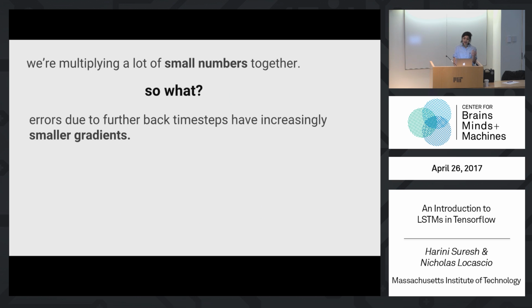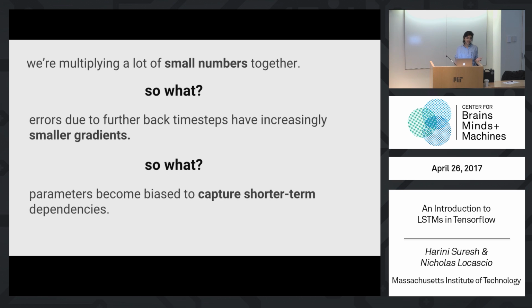Because of this, errors from farther back time steps have smaller and smaller gradients, because they have to pass through this huge chain rule in order to be counted as part of the loss. Remember that in backpropagation, we shift our weights according to that gradient. If the errors from far back count less and less in the gradient, then we're shifting our weights so that they basically only listen to the errors from very close by. The errors from very far back will not count as much in the gradient. Because of that, our parameters are going to become biased to capture short-term dependencies, because those errors will be the most prominent in our loss and in our gradient.